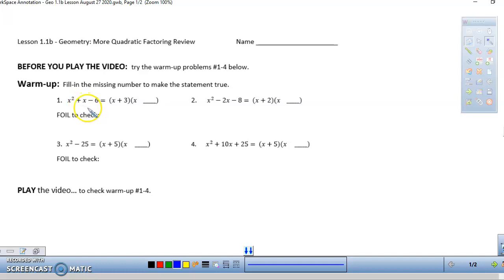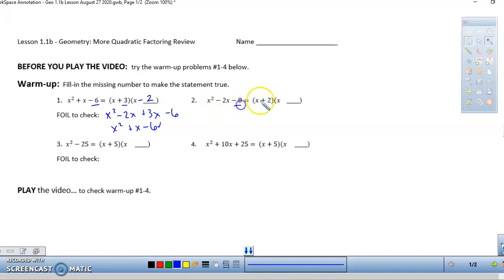Okay, so once you've tried them, let's just go through again the main details here. You want a -6 on the end. You have a 3, so this is going to have to be a -2. Okay, and then going through the FOIL, and then combine like terms. You have -2 plus a 3 is 1x. That matches, that checks, so this would be the correct fill in the blank.